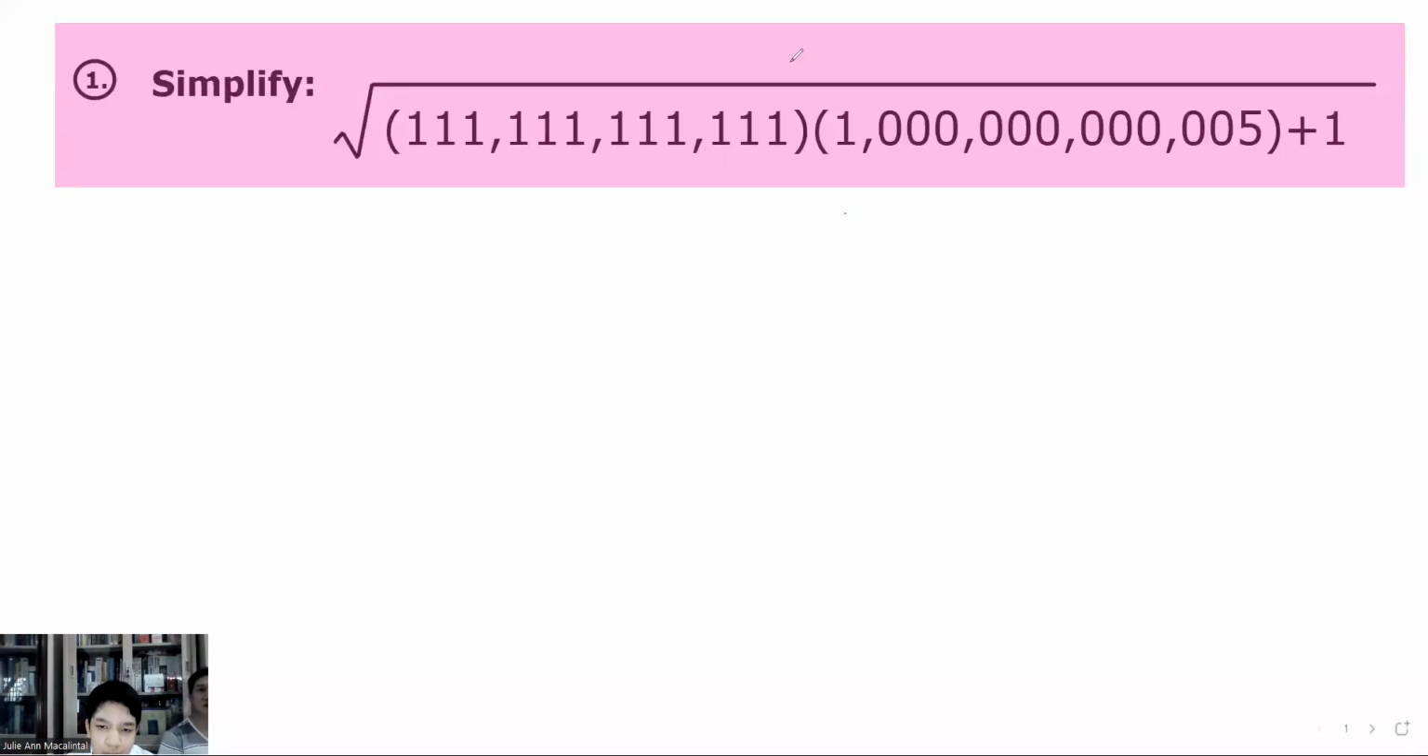Hello, Josh. Kindly solve this. We have two problems for today. Number one, simplify this expression.